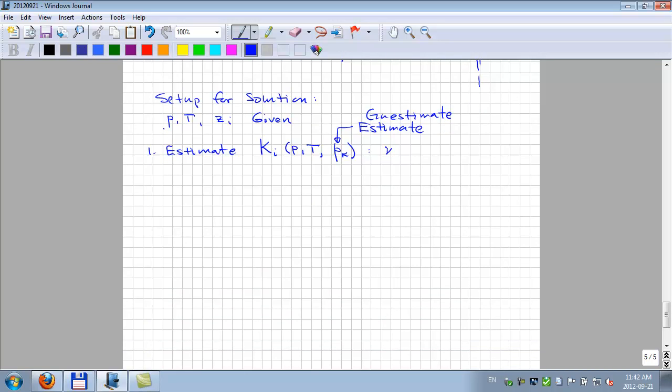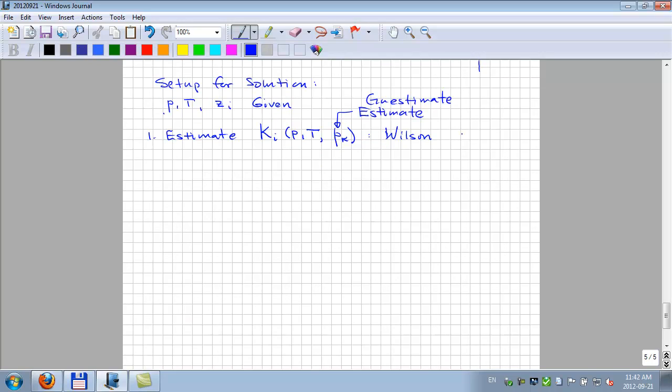So this modified Wilson equation, or Wilson equation, is in chapter, I don't remember if it's chapter 3 or maybe chapter 4. I don't remember. And then we set up a table.